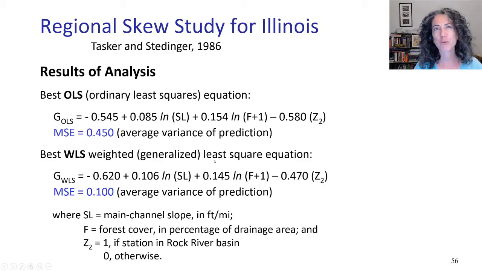But what was very different was the mean square error. The ordinary least squares showed a mean square error of regression of 0.45, and the weighted least squares showed a mean square error of regression of only 0.1, which is about a quarter the size of the mean square error of the ordinary least squares. So the same prediction equation, or at least close, but a much, much smaller prediction error.